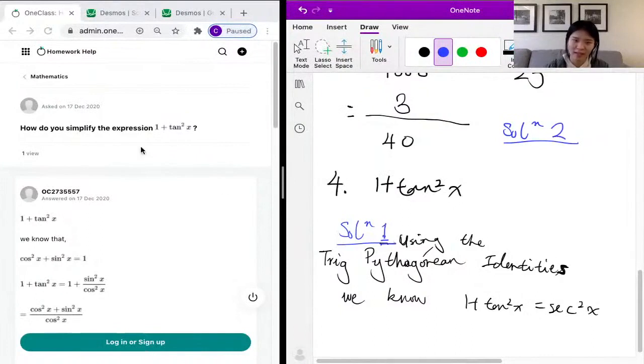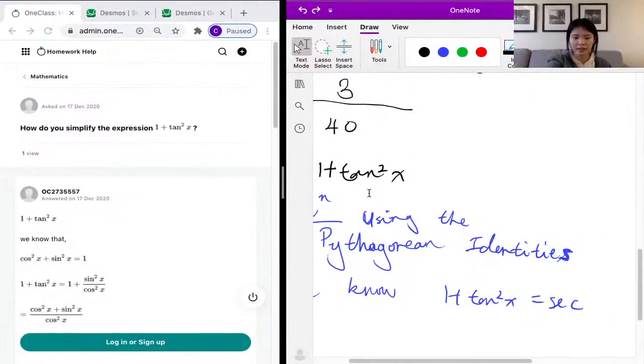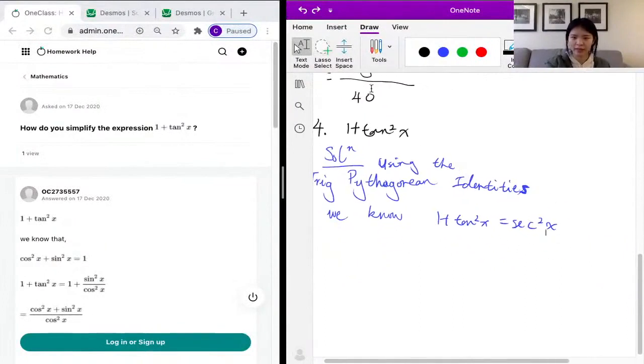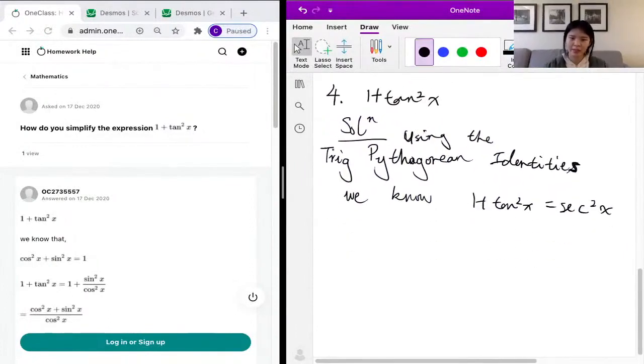But since they're asking you to simplify this expression, they're probably asking for the proof of the Pythagorean identities, or just the simplification without actually using the trig Pythagorean identities. So how do I do that? Let's just change this back to black, because the entire thing in blue kind of looks awful if you think about it. Okay, this is our solution number 1.